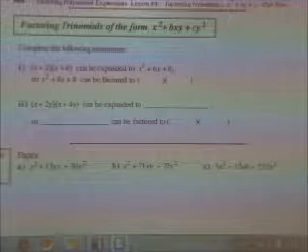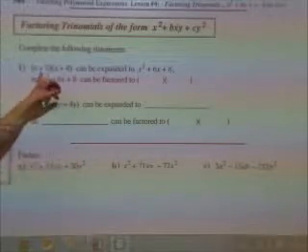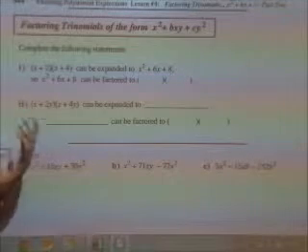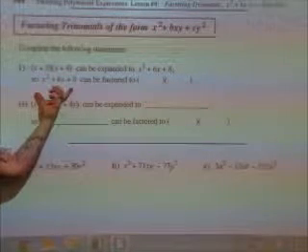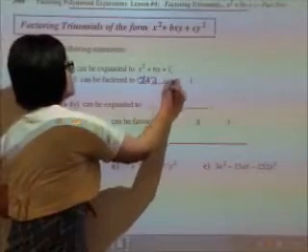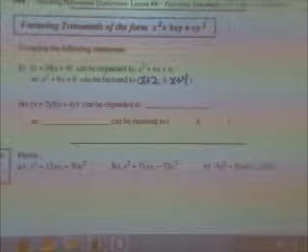If I have the trinomial x squared plus 6x plus 8, and I take x plus 2 times x plus 4 and expand it, I get my x squared plus 6x plus 8. Which means if I work backwards and start off with x squared plus 6x plus 8, I should get x plus 2 and x plus 4.